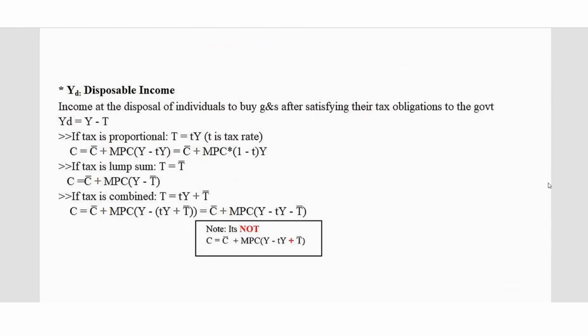So we simplify our Keynesian consumption function as C bar plus MPC times (1 minus t) Y. Now, the second scenario is what if taxes are lump sum, in which case your taxes are just equal to T bar and your Keynesian consumption function becomes C is equal to C bar plus MPC times (Y minus T bar).